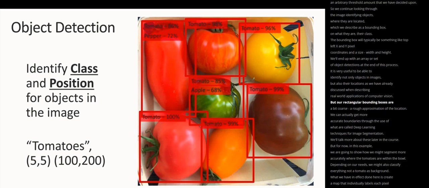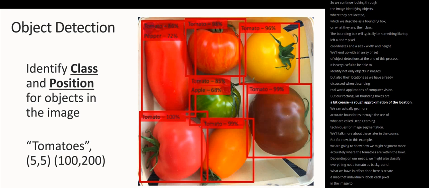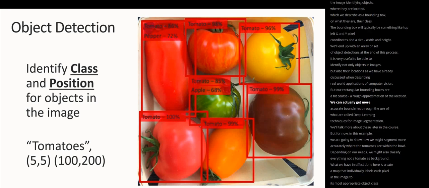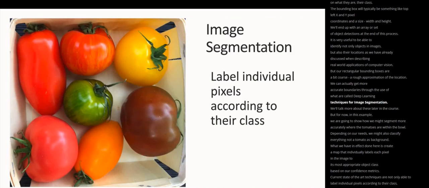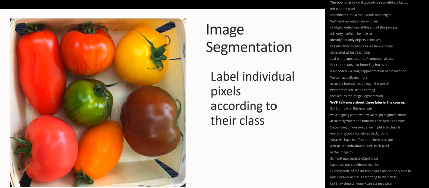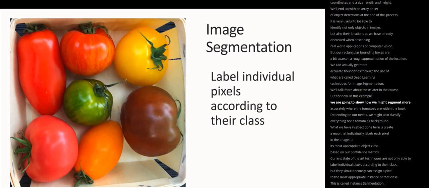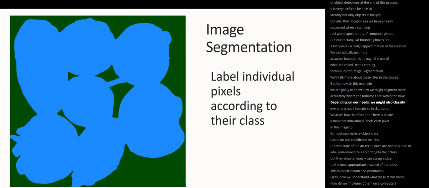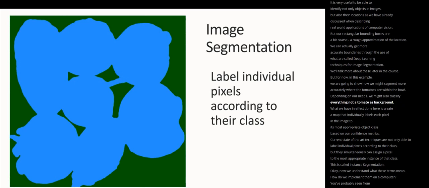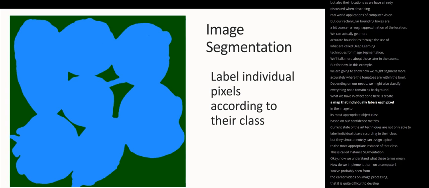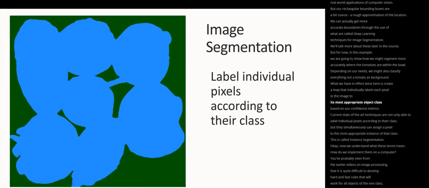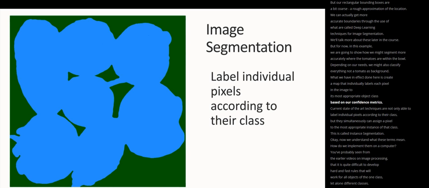But our rectangular bounding boxes are a bit coarse, a rough approximation of the location. We can actually get more accurate boundaries through the use of what are called deep learning techniques for image segmentation. We'll talk more about these later in the course, but for now, in this example, we are going to show how we might segment more accurately where the tomatoes are within the bowl. Depending on our needs, we might also classify everything not a tomato as background. What we have in effect done here is create a map that individually labels each pixel in the image to its most appropriate object class, based on our confidence metrics.